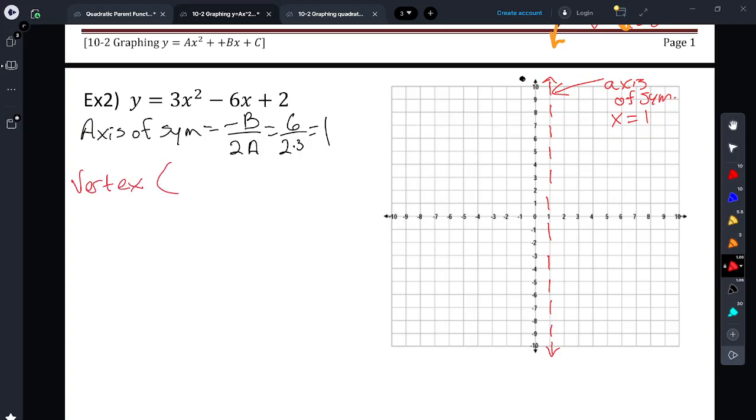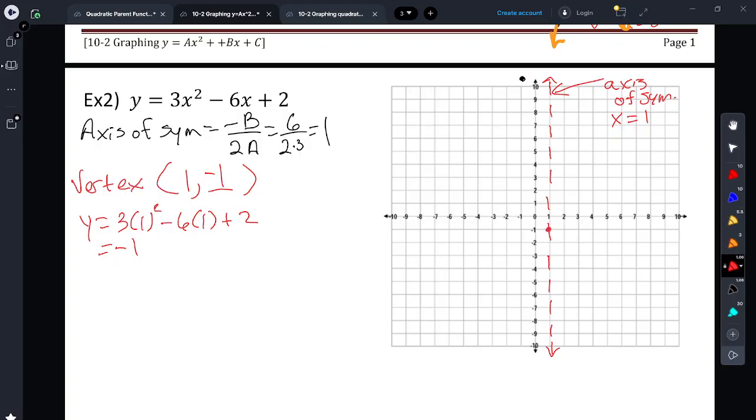The vertex is at some point 1 comma something, right? What do I do with that 1? Plug it in. So y is going to be equal to 3 times 1 squared minus 6 times 1 plus 2. 1 squared is 1, times 3 is 3. That's 3 minus 6 plus 2. Is that negative 1? All right, so it's at 1, negative 1.